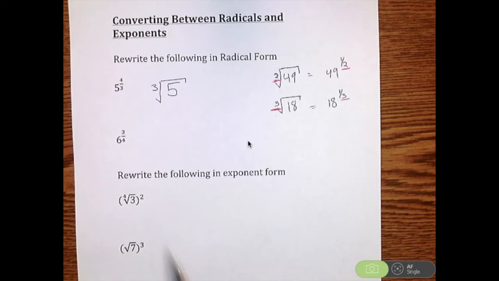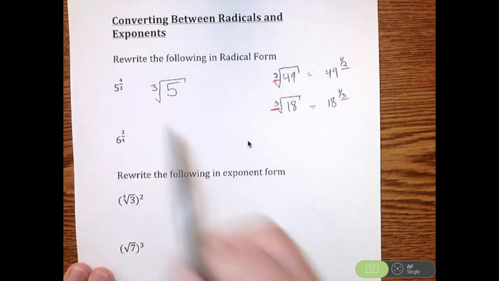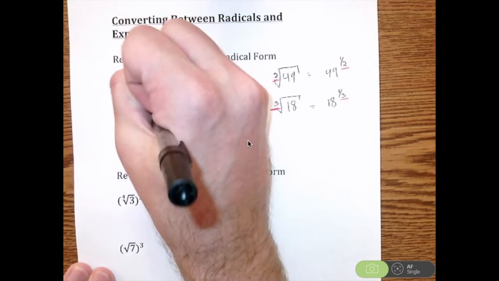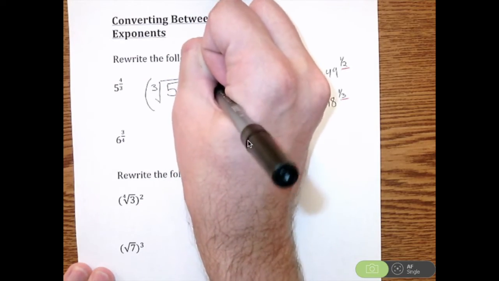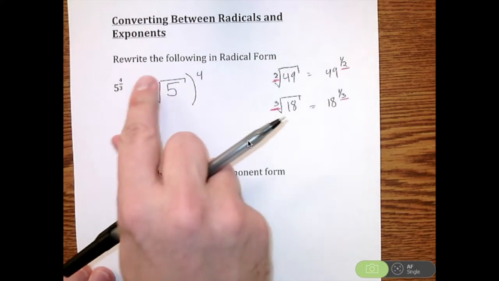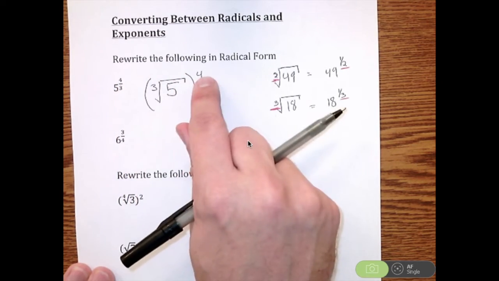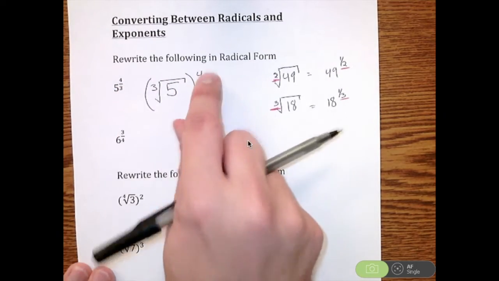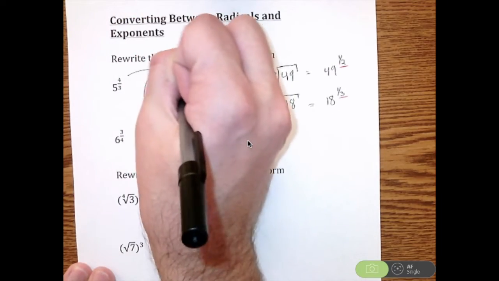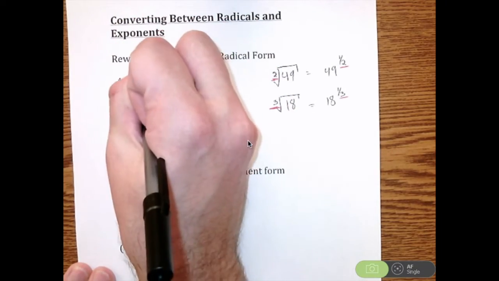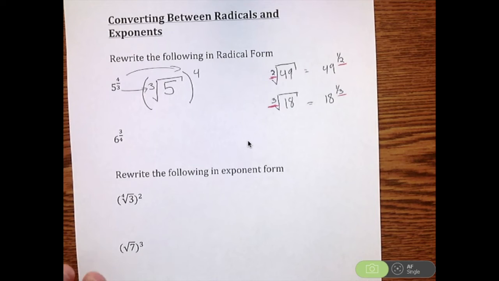So then the question becomes, what happens with that 4, that top number? Well, that top number is just going to stay outside. That's like if we ignored everything, that's like 5 to the 4th power. Everything to the 4th power. So the top number stays on the outside, and the bottom number goes to the root.